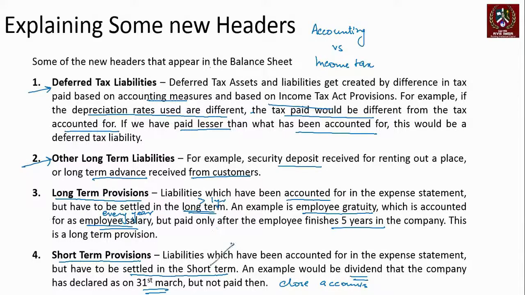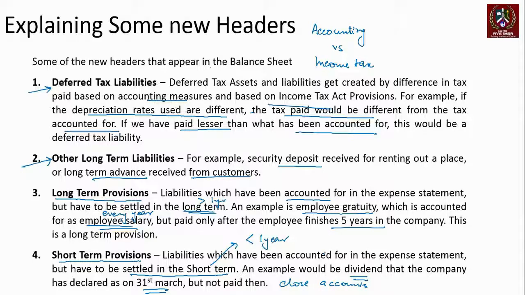Why is it short term? Because it has to be settled in less than 1 year. Typically, somewhere during the following year, you will have this payment coming up, but you've not paid it right now. So you've declared a dividend, but you've not really paid it, right? That's a short-term provision that would come in.